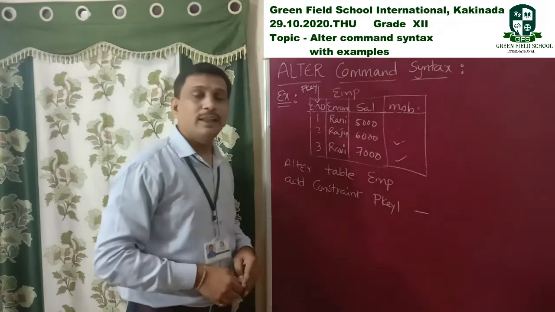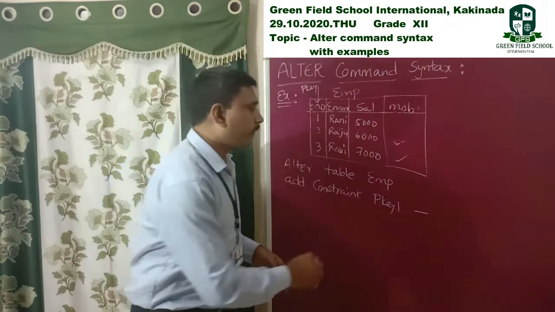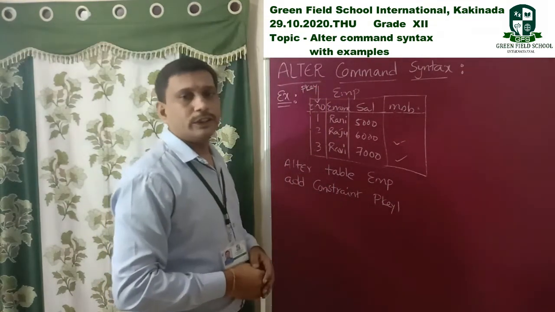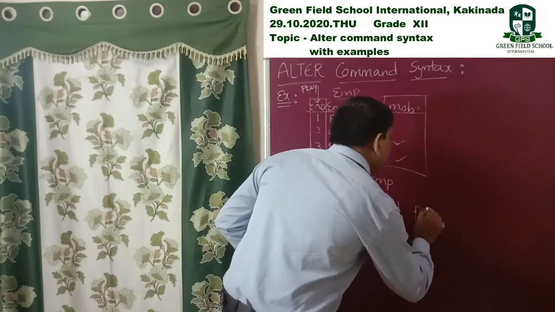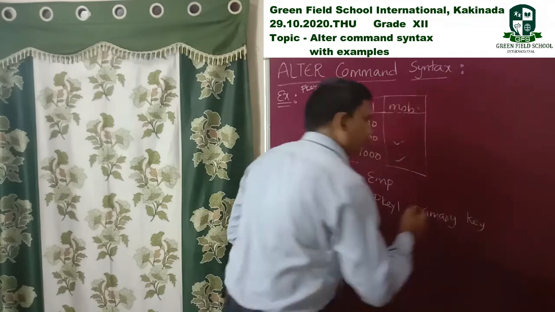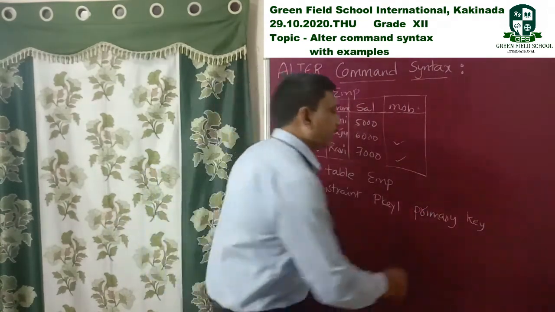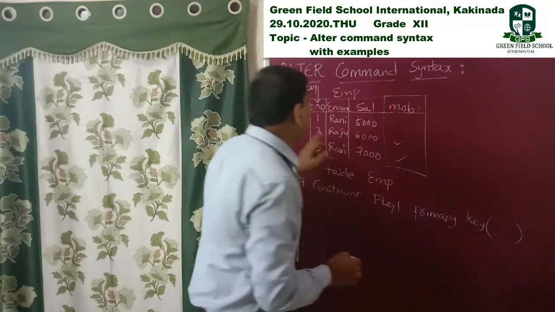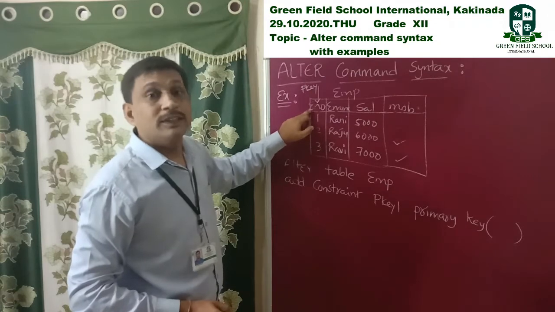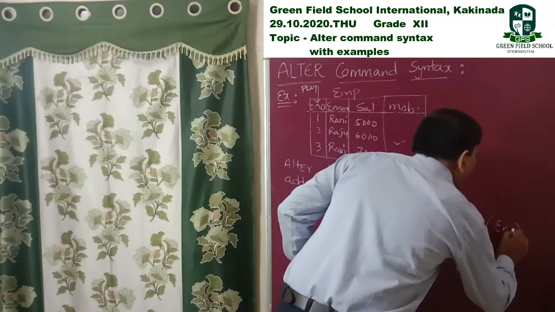Here in this example, I want to add a primary key constraint. That's why I specify the primary key constraint definition. See, a primary key constraint has the keywords primary space key. Which column do we want to add as a primary key? The employee number column. That's why I specify employee number within brackets.